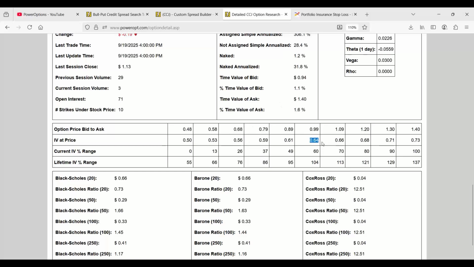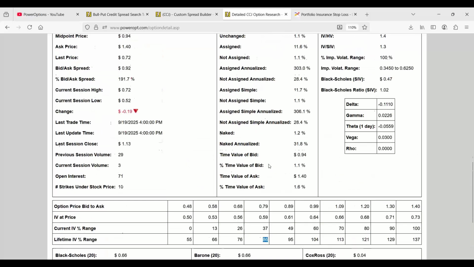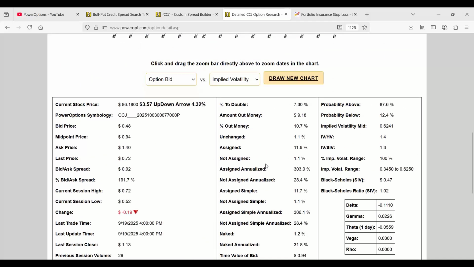What we're seeing is right about here, that current implied volatility of 0.625, 0.63, at 94 cents, so it's a little bit higher. And at the ask price, it'd be an inferred implied volatility of 0.73. And then you have, of course, your current implied volatility range and the lifetime implied volatility range as well. All right, so that's just some of the detailed research that you can get to.